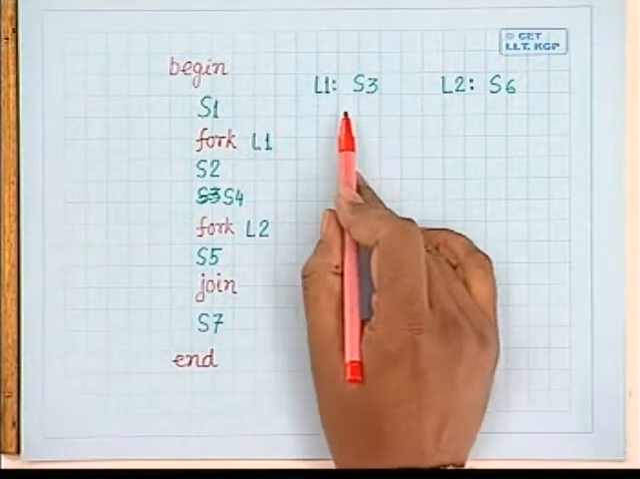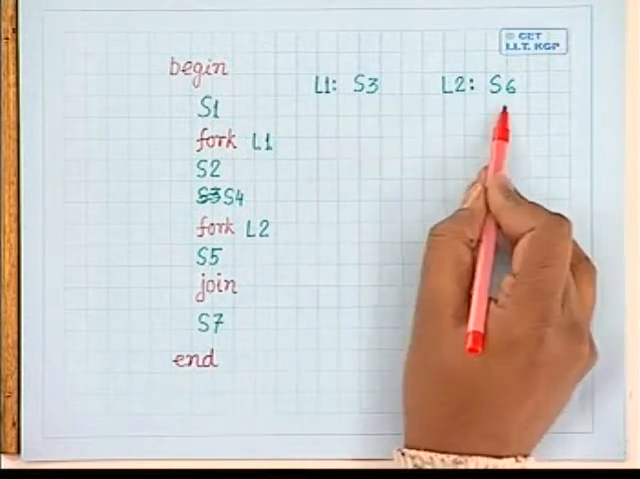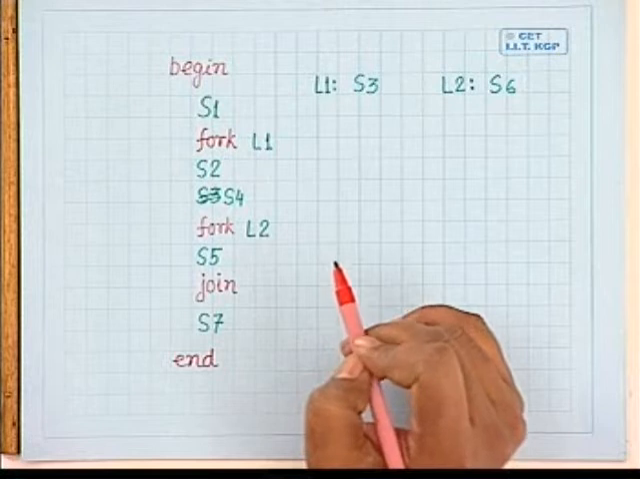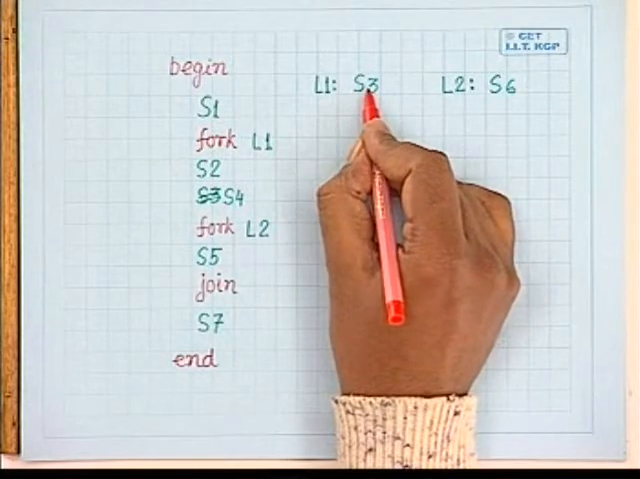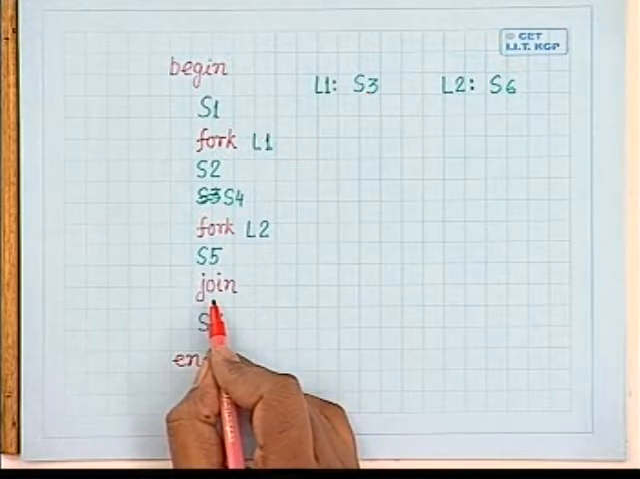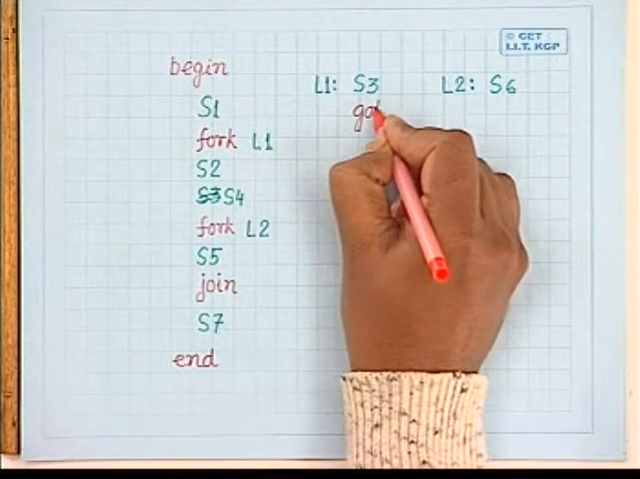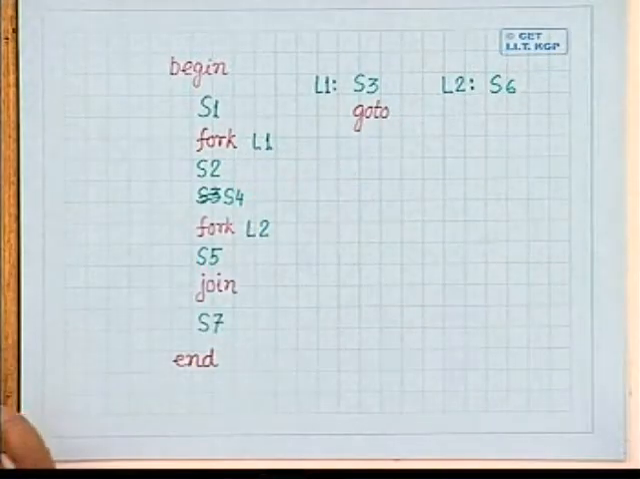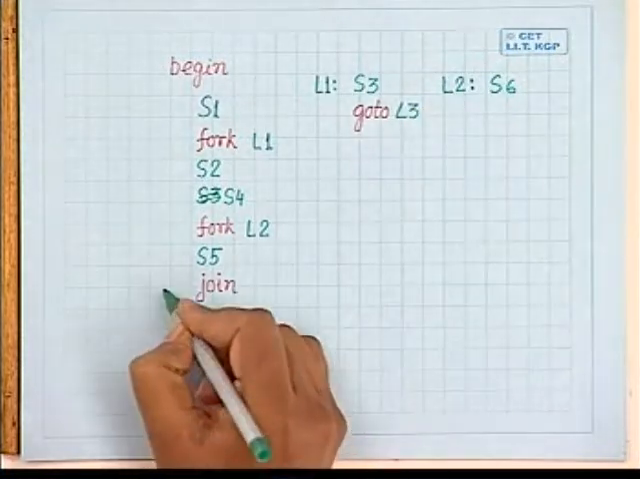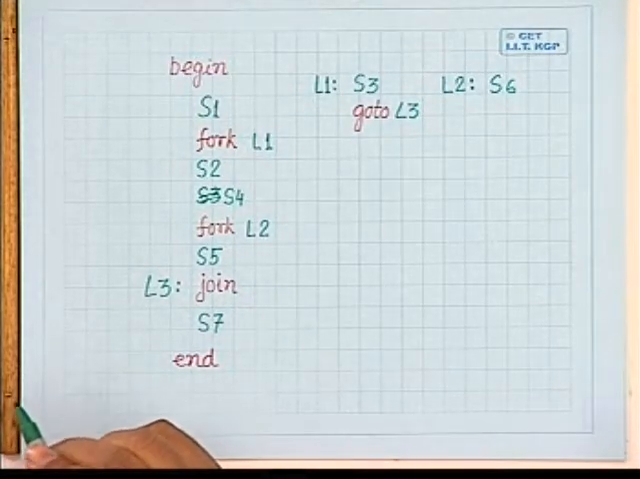Now, these being two independent processes, after completion of them, we have to indicate where they should go, what they should do. So after completion of S3, I should instruct that it should come to this join statement. So I'll put go to statement or level, say L3, where L3 is the join statement. The statement that I have at L3 is join.